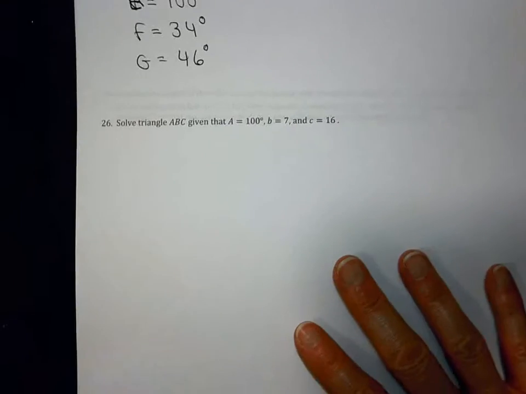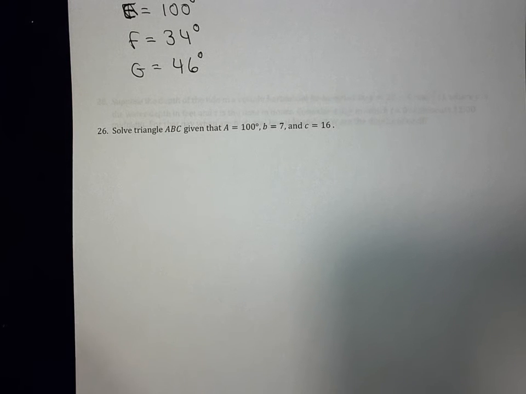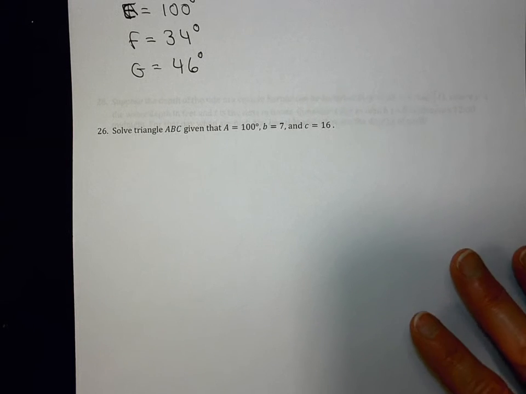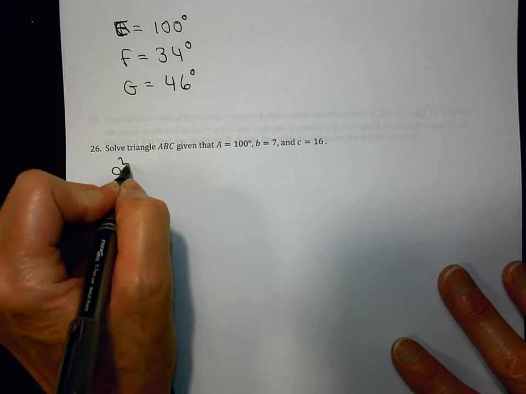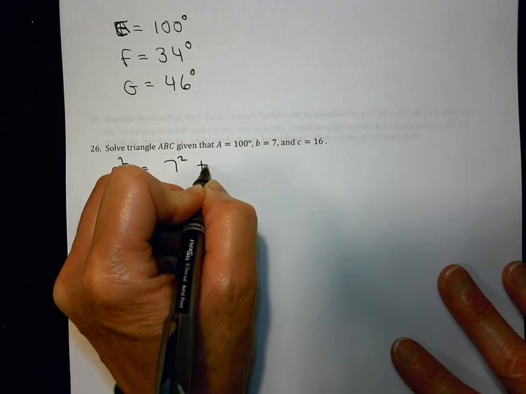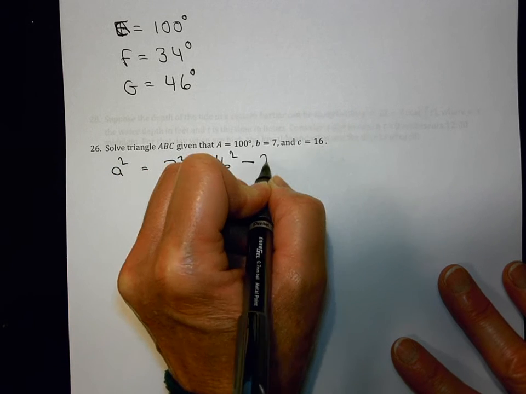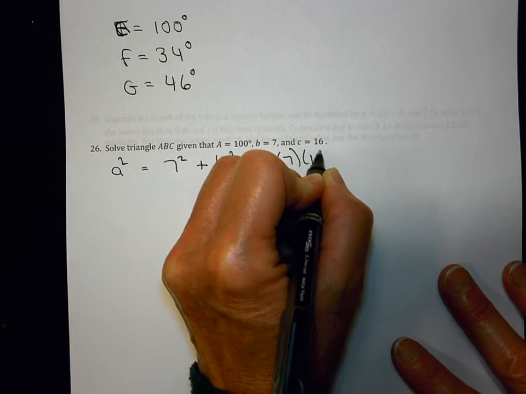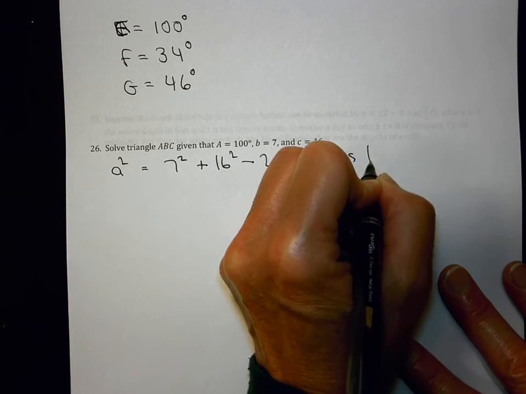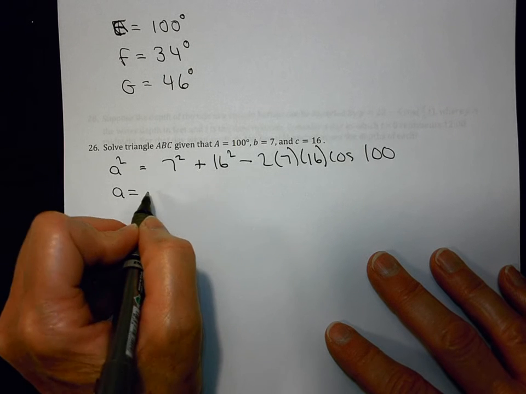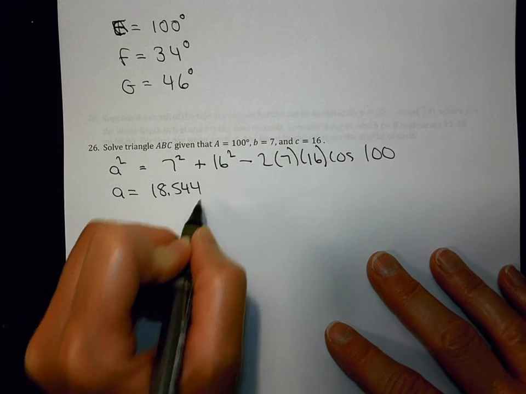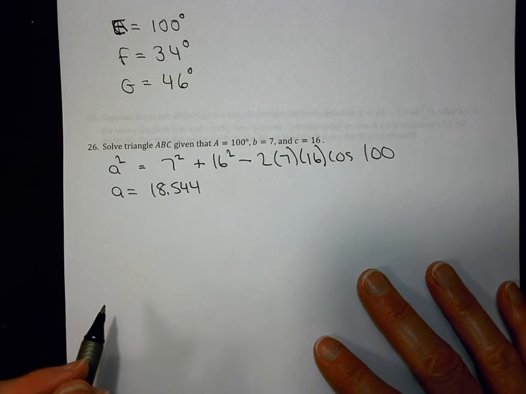Okay, so if we look at 26, we're solving using an angle with the sides. So pretty much we're going to just do a squared is equal to 7 squared plus 16 squared minus 2 times 7 times 16 times the cosine of 100 degrees. So we solve that out. Your A is going to be 18.544. Then you're going to go back and use your law of sines.